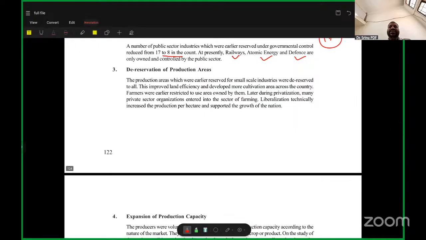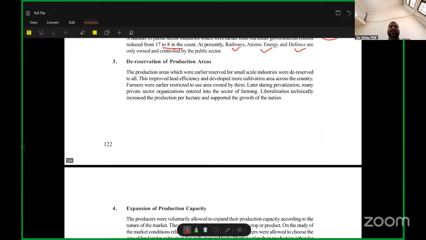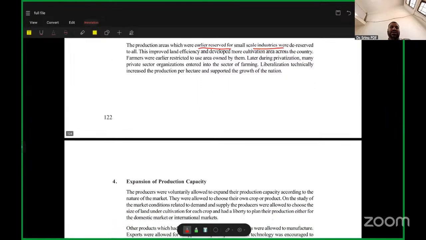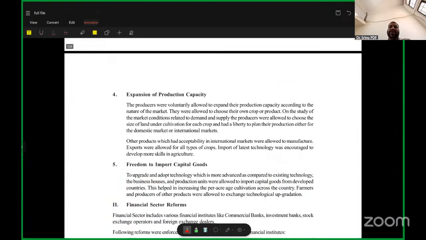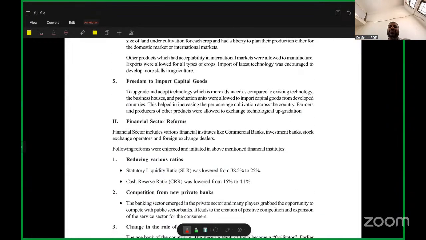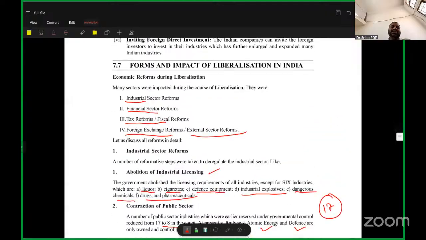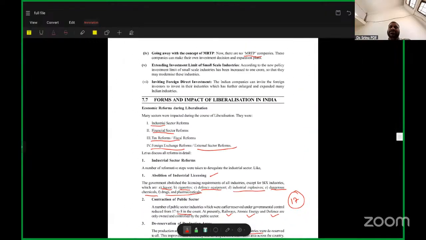And de-reservation of production areas. Production areas that were earlier reserved for small scale industries were opened up. This improved efficiency and developed more areas across the country. Expansion of production capacity. Next, freedom to import capital goods: any capital goods you require, you have the freedom to import from other countries. So these are all the industrial sector reforms.